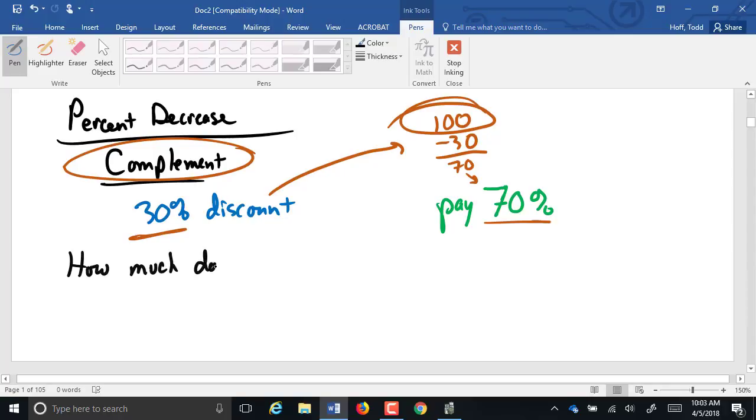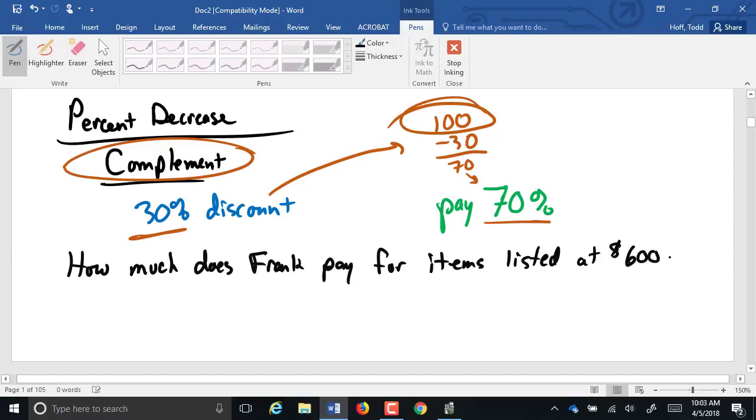How much does Frank pay for items listed at $600 if there is a 2% early payment discount?